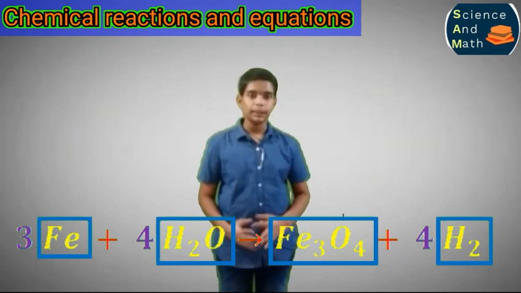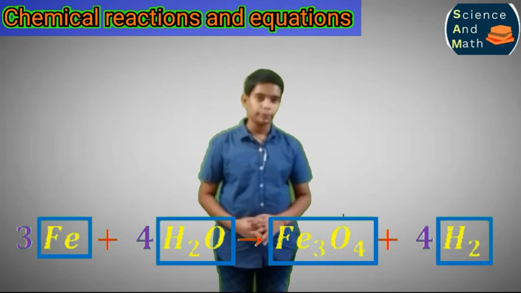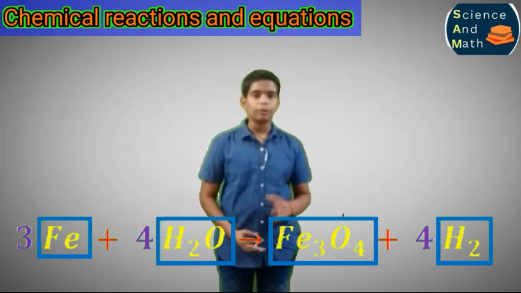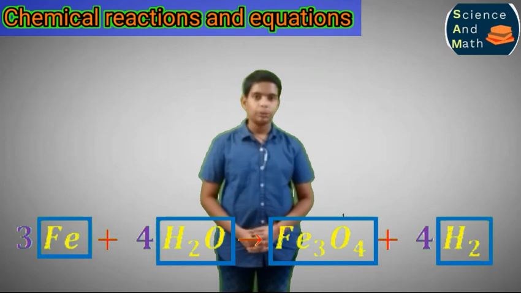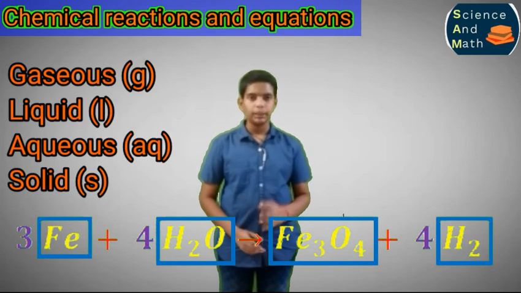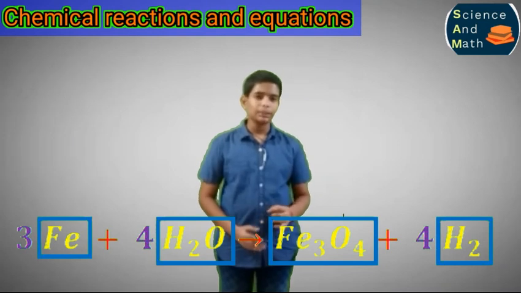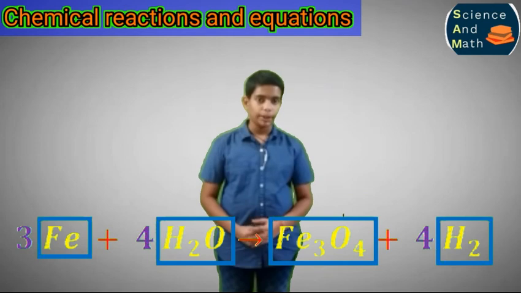So now, let us observe this equation carefully. Is there any information about the physical states in this equation? No, right? The physical states of a chemical equation are of mainly 4 types. Those are gaseous, liquid, aqueous and solid. Aqueous is a type of state where it is dissolved in water. Alright, it is a kind of a solution.